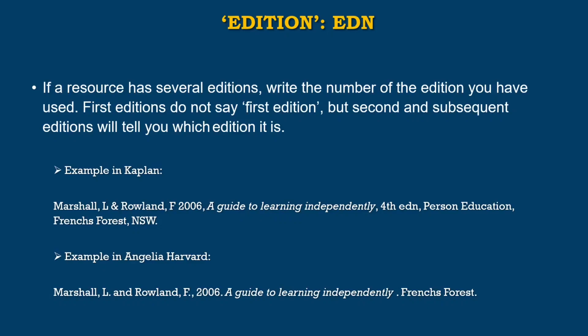Edition. If a resource has several editions, write the name of the edition you have used. For the first edition, do not say the first edition, but from the second or subsequent editions, you need to mention it. As you can see the difference, the first reference depicts Kaplan, where the fourth edition is mentioned, unlike the other styles of referencing where the fourth edition is not mentioned. It is a mandatory criterion to be noted in the reference list. Here in Kaplan, edition is written as "edn".